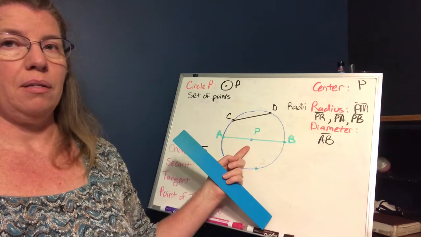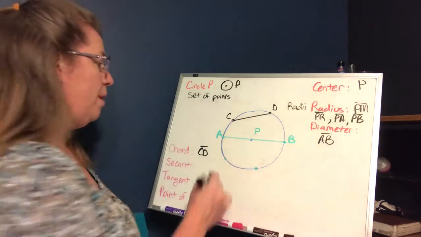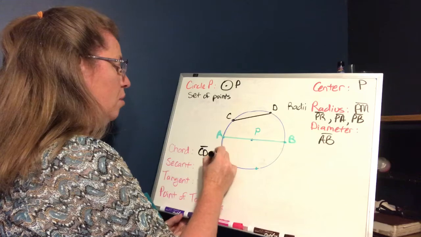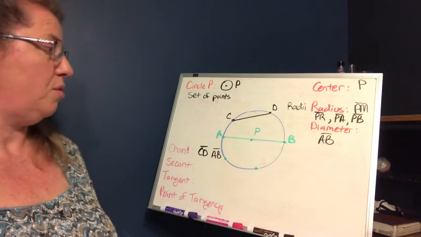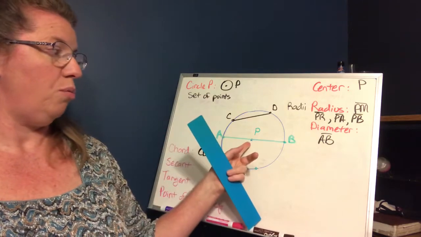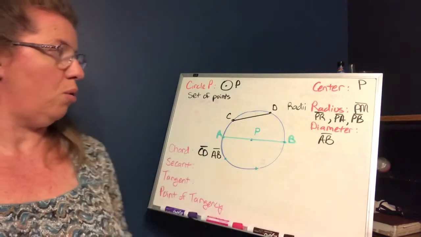So that means AB is also a chord, because it does go from one point to another point on the circle. It just happens to go through the center, so it is both a diameter and a chord.